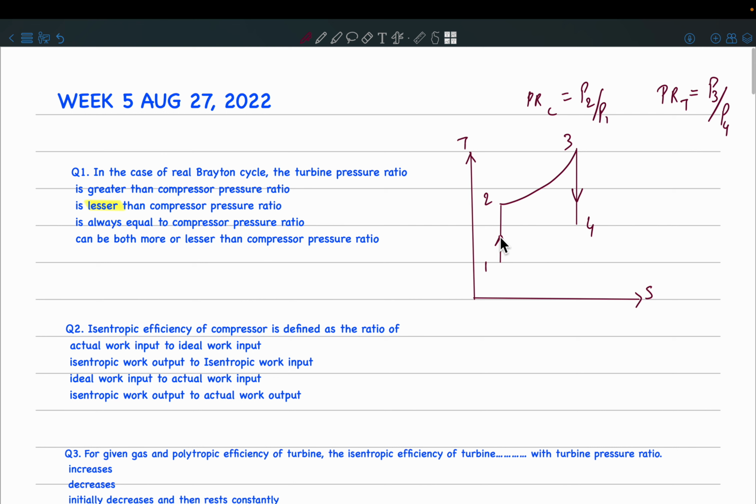No, this is already the ideal situation. Okay, I have drawn an ideal Brayton cycle. So what I am asking is, for this ideal case, what is the relation between the compressor pressure ratio and the turbine pressure ratio?